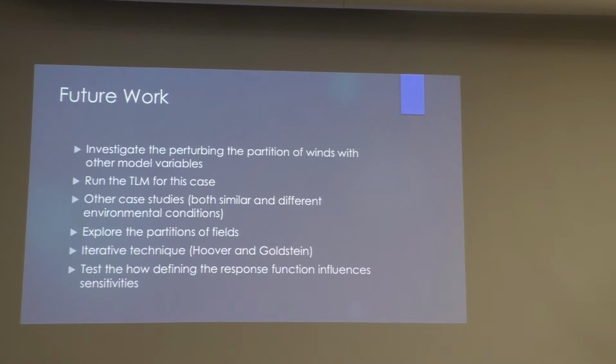Just for the sake of time, let's just go to some future work. So I'm interested in doing a more thorough investigation of how perturbing the partition of the winds with other model variables, so perturbing the winds and also perturbing temperature or moisture fields, seeing how the combination of those evolve, seeing if there's anything dynamical in physical processes of how these perturbations evolve. Additionally, running the tangent linear model for this case, as that's an important step to check whether the adjoint sensitivities and the linear perturbations are actually evolving linearly.